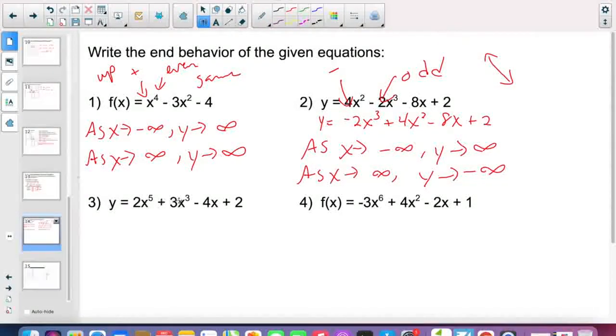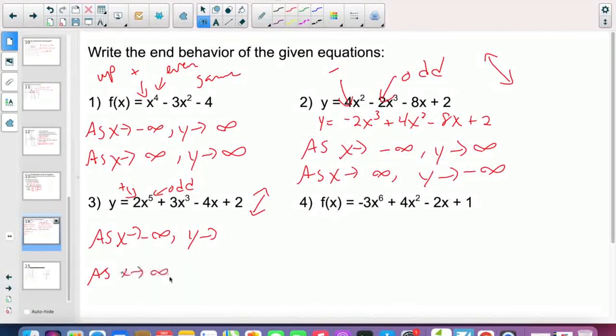For this one, it is written in descending order. It's an odd degree. That tells me they're going in opposite directions. It's a positive leading coefficient. That tells me it's going in the direction of a positive slope. We started out the same way. As x approaches negative infinity, y approaches. As x approaches infinity, y approaches. All right, looking at this one. As x moves left, y is going down. As x moves right, y is going up.